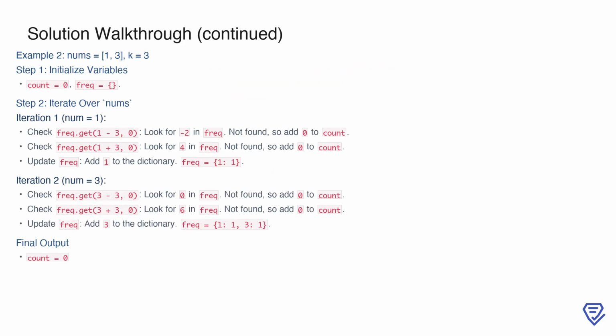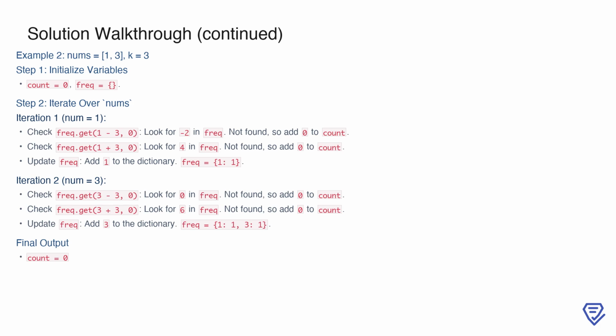Now, let's consider a second example with the array 1, 3, and k equal to 3. Again, we initialize count to 0 and frequency as an empty dictionary. With the first number, 1, we check if subtracting or adding k gives us any matches in frequency. Since frequency is empty, no matches are found, and count remains 0. We then add 1 to frequency, so it becomes 1, 1.